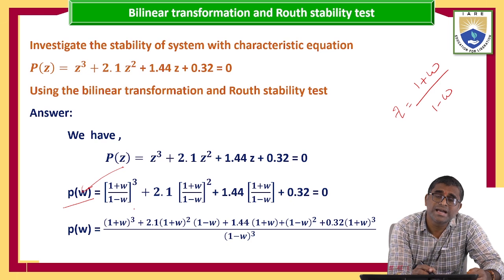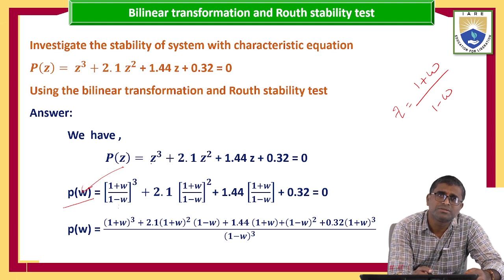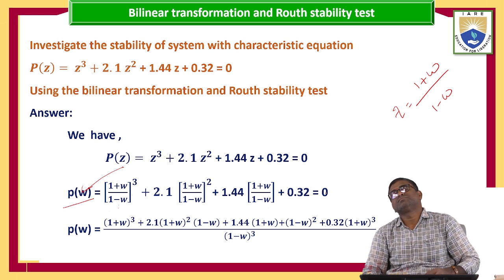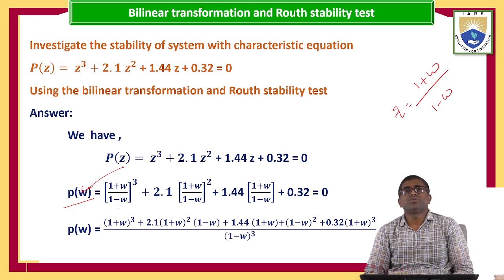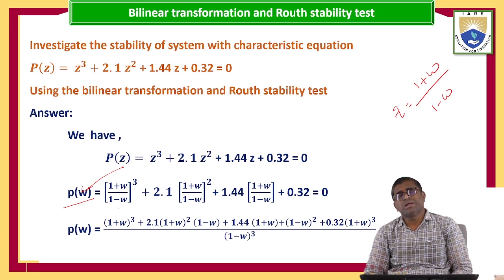Here I am taking the Z value as (1 plus omega) by (1 minus omega). Substituting this, we get ((1 plus omega) by (1 minus omega)) whole cube plus 2.1 into ((1 plus omega) by (1 minus omega)) whole square plus 1.44 into (1 plus omega) by (1 minus omega) plus 0.32 equal to 0. We have to simplify this equation to get the characteristic equation in the new plane, that is the W plane.